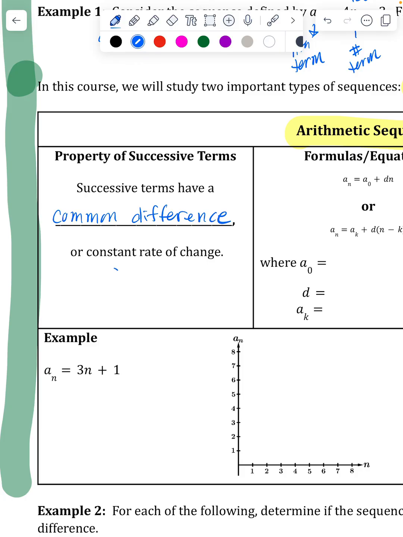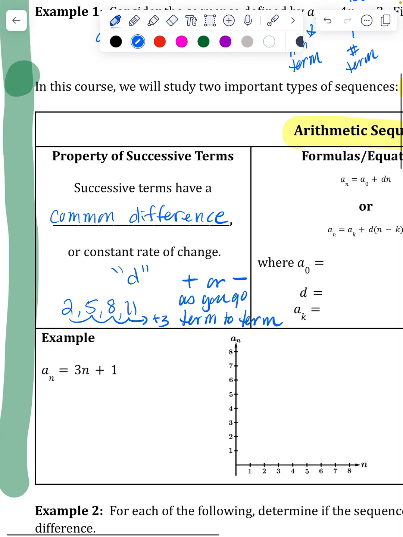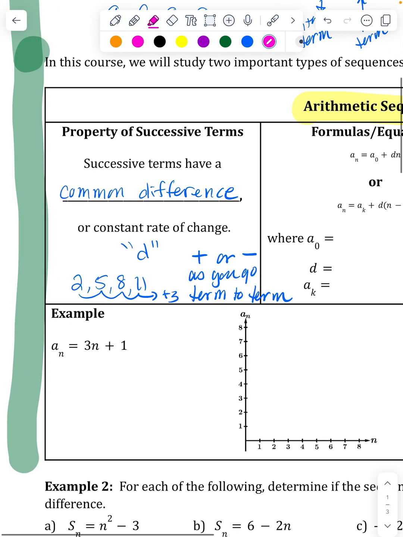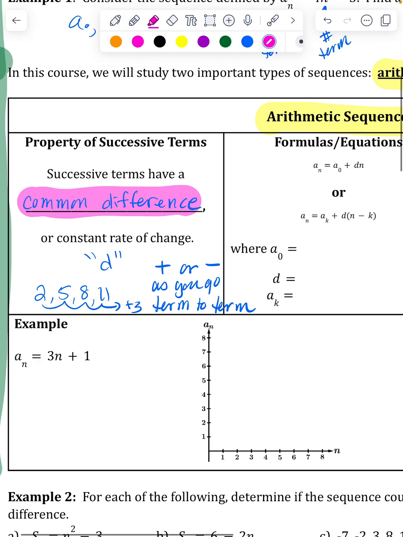And in our formulas, that's going to be notated as a lowercase d. That's going to be the common difference. So if I had 2, 5, 8, 11, as you go, these are going up by 3, and that would be my common difference. And these are always going to be adding or subtracting as you go term to term. So as you move along the line of numbers, you are either adding the same value or subtracting the same value to get to the next one. So make sure that you understand that vocabulary of common difference for sure in this arithmetic.